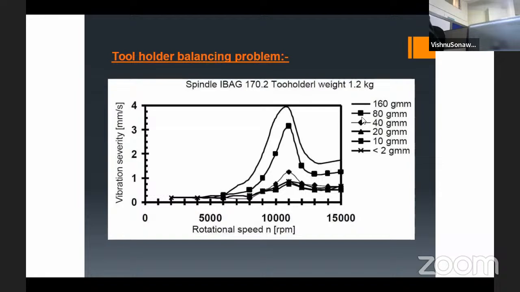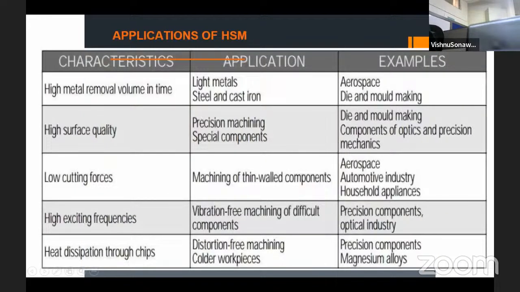But at the optimum speed, what will happen to the cutting force? The cutting force and the cutting energy required become less and less as the rotational cutting speed increases. Okay, right? Here, these are the applications, examples, and characteristics of high-speed machining centers.